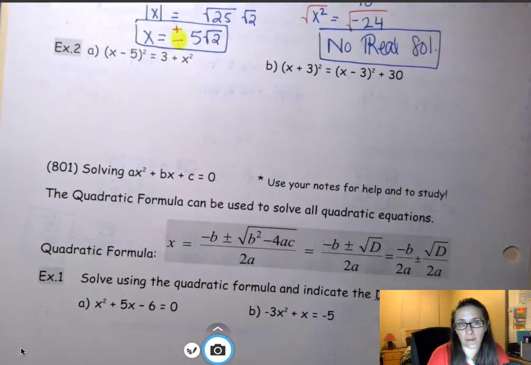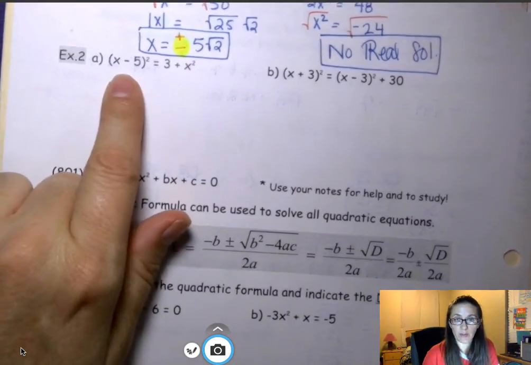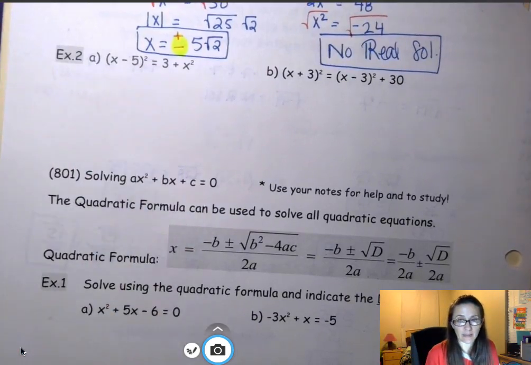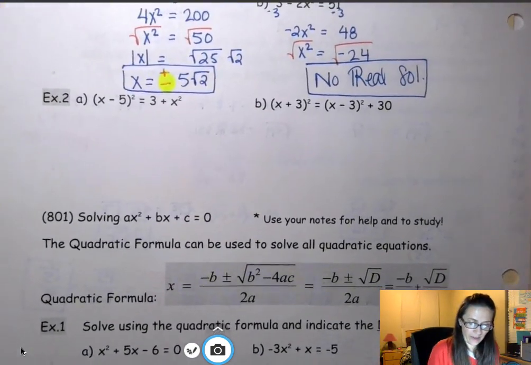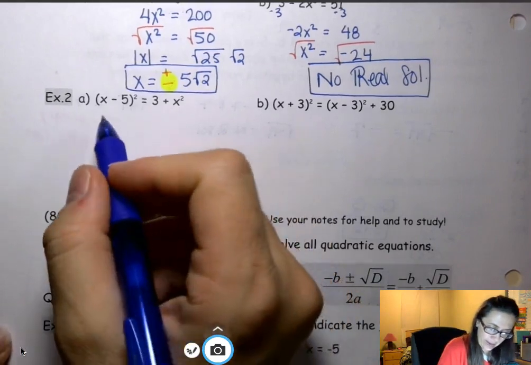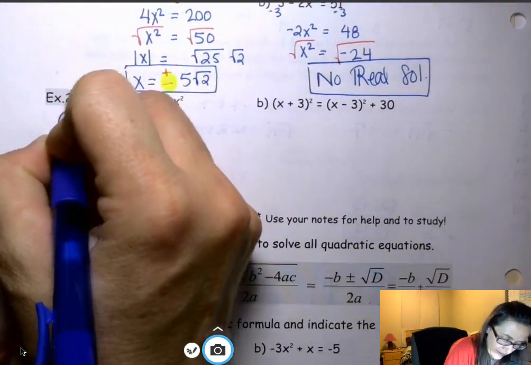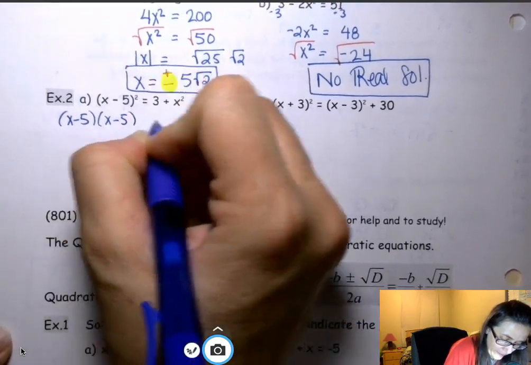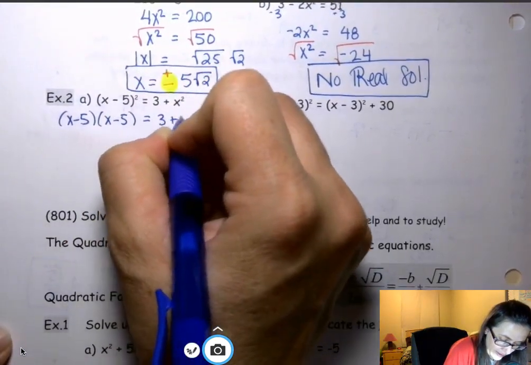Okay, so every year when we get to this one, it's the first time we're seeing this, it throws us off a little bit. I'm challenging everybody to multiply this, x minus 5 squared. Go ahead and write what you think that is. Pause it, write it out. Generally, we forget that if I have x minus 5 squared, what that really means is x minus 5 times x minus 5 equals 3 plus x squared.